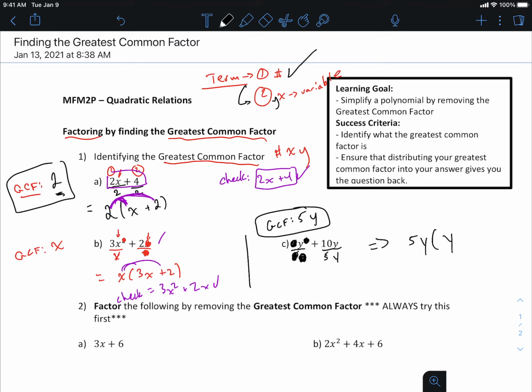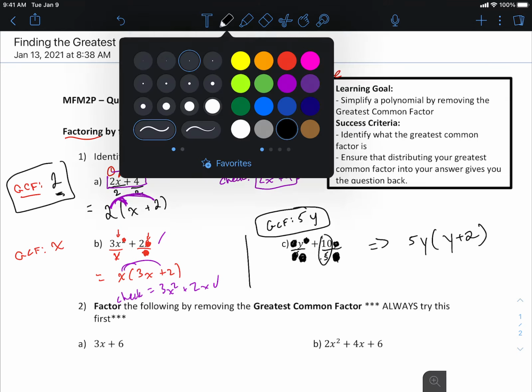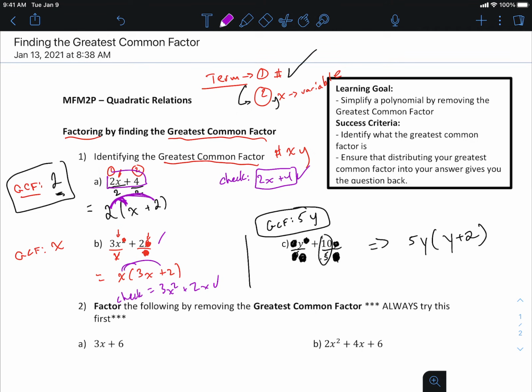And then you look again, you go, okay, 10 divided by 5 is going to be 2. Right? 10 divided by 5. But then the y in the bottom cancels with the y in the top. So you're just left with y plus 2. Okay, it's at this point that you can check whether or not you're right or wrong by checking with expansion.